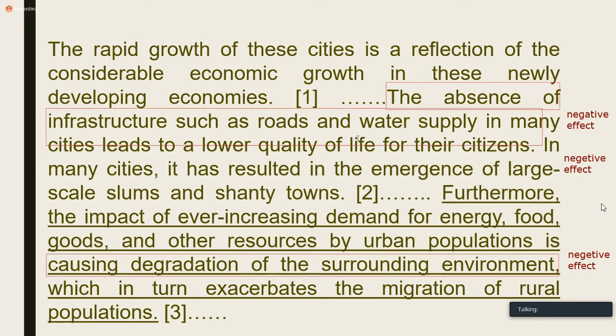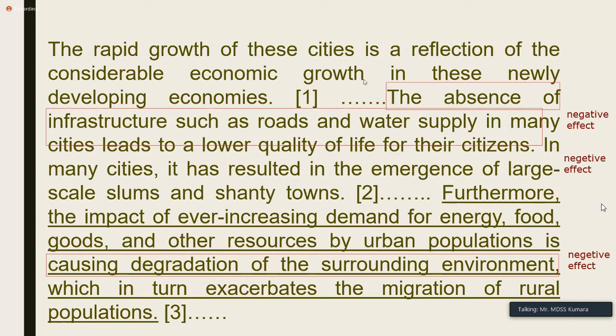Okay. So then the first sentence in this paragraph is a little different from the other sentences. The second one, third one, and the fourth one, they give negative effects of urbanization, but the first one gives a kind of positive idea about urbanization. The rapid growth of these cities is a reflection of the considerable economic growth in these newly developing economies.